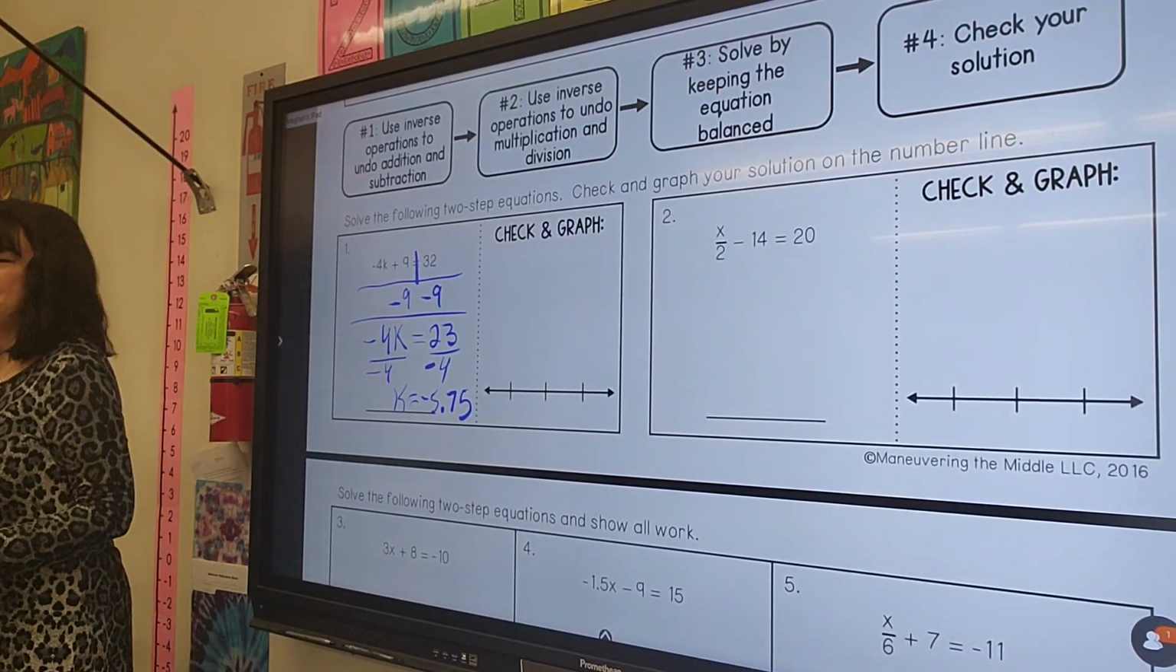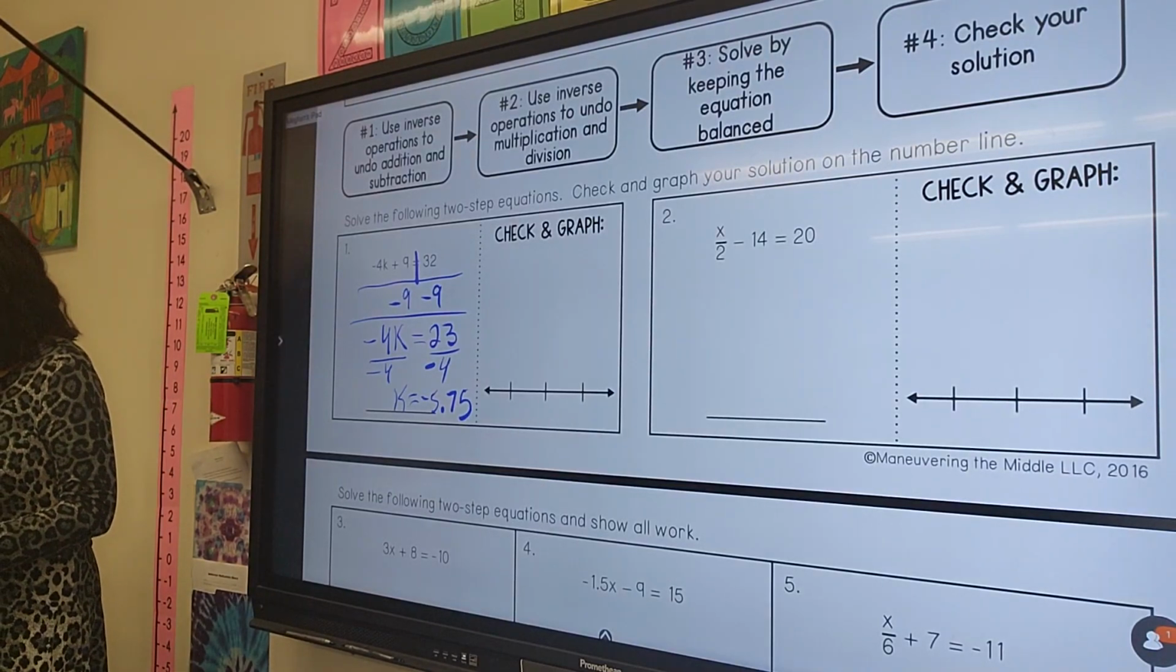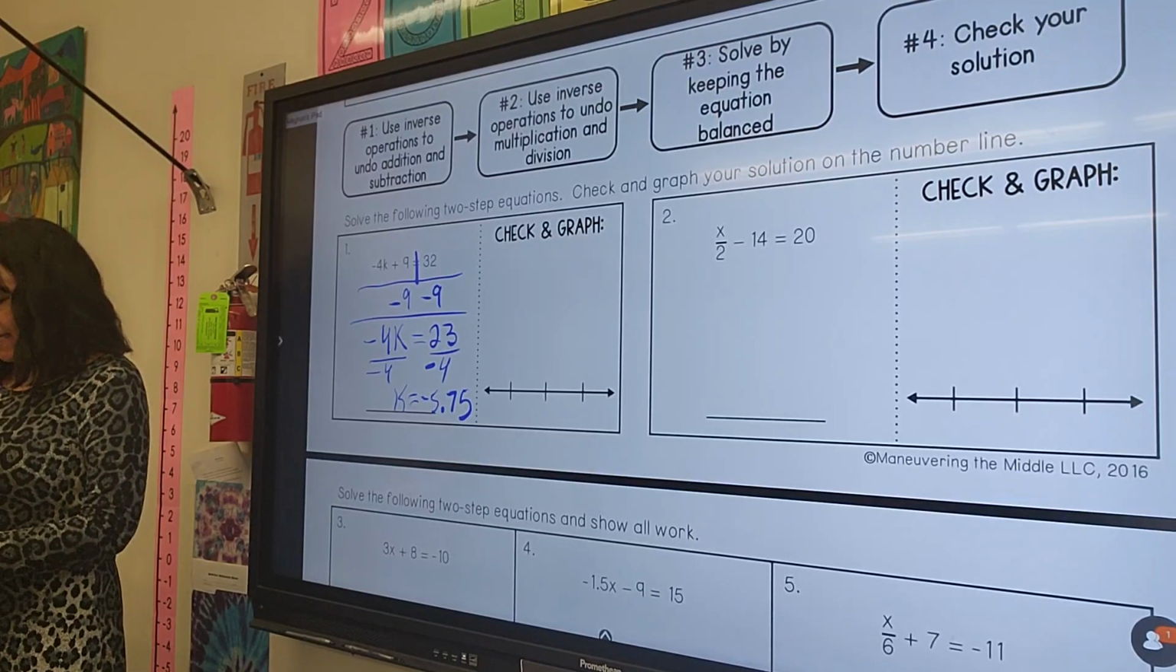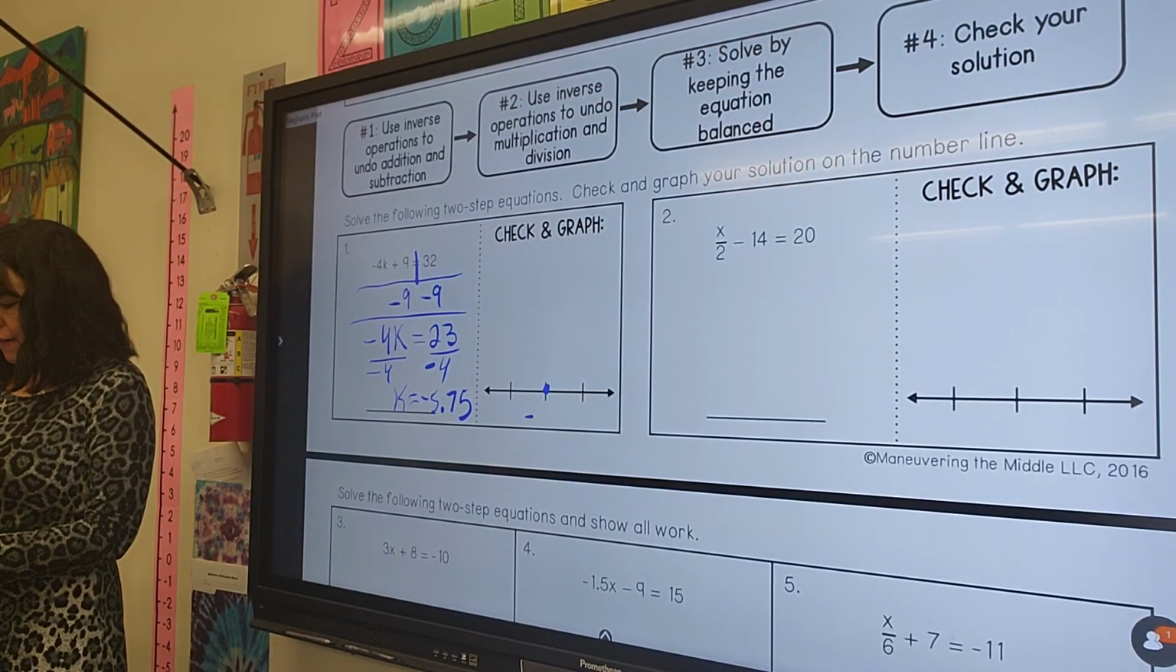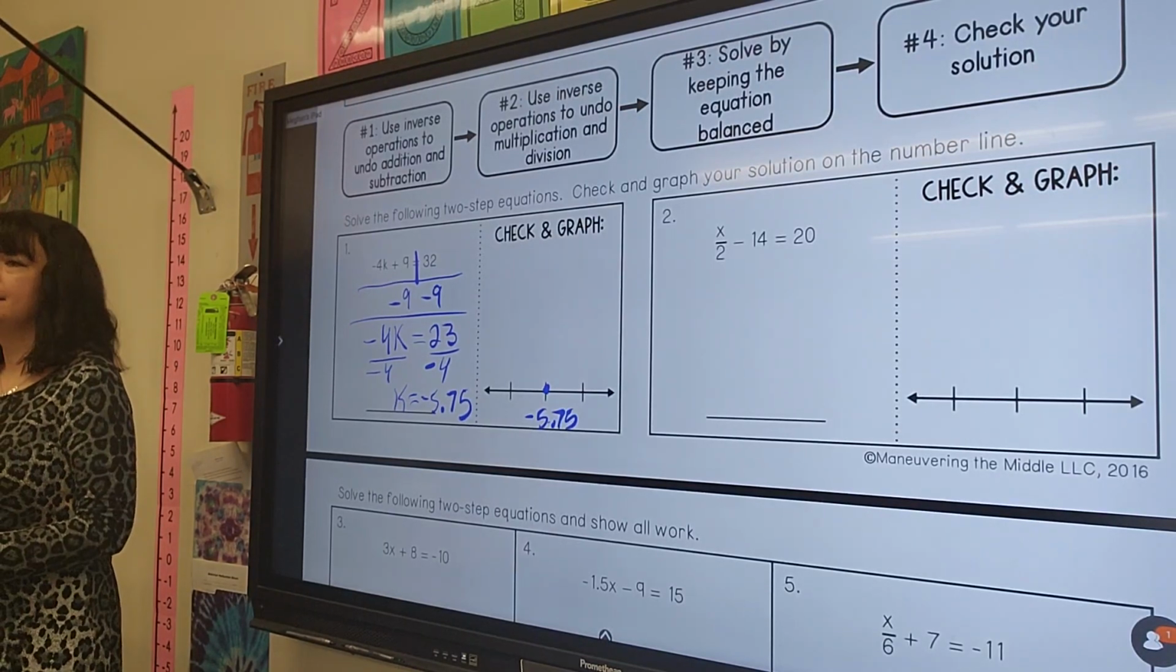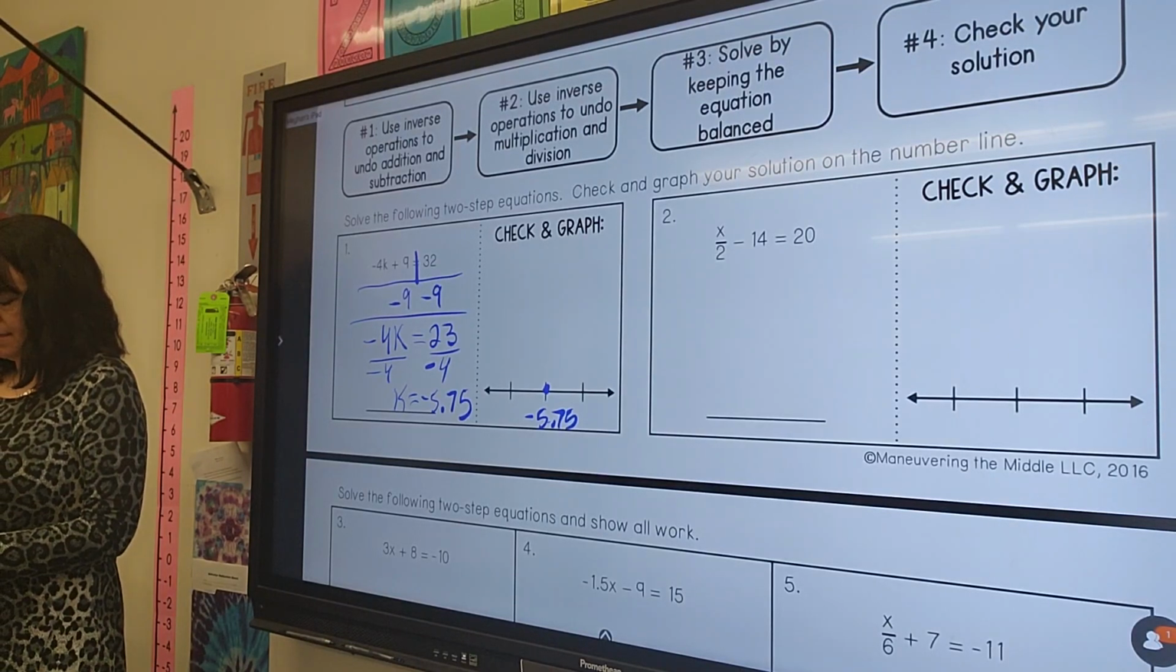On the decimal ones on your homework, you can use your calculator if you want. So negative 5.75, we graph it by just putting a dot there, at negative 5.75. Who remembers how to check it? What do I do with my answer?